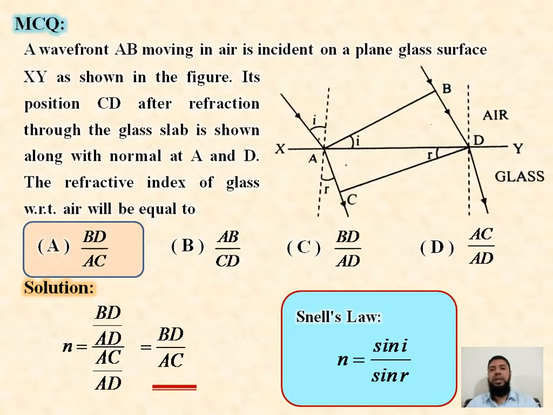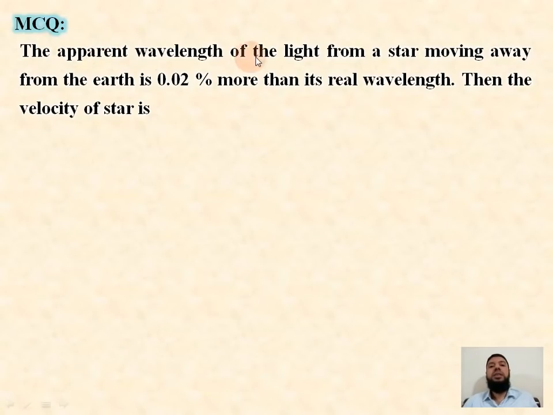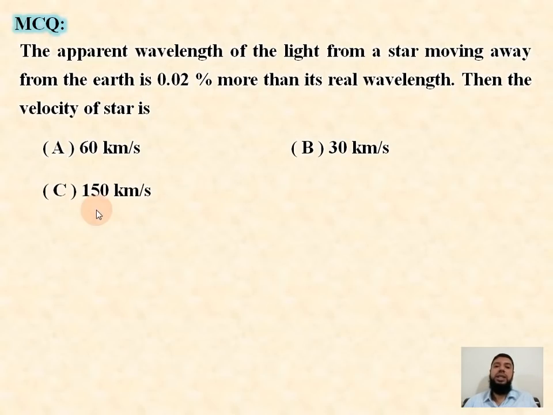Let us look at the next question. The apparent wavelength of the light from a star moving away from the earth is 0.02% more than its real wavelength. Then the velocity of the star is: option A 60 km per second, option B 30 km per second, option C 150 km per second, and option D 15 km per second. Students, we can observe an example based on the Doppler effect. Here the apparent wavelength is given. It is 0.02% more than its real wavelength. Then what is the velocity of the star?